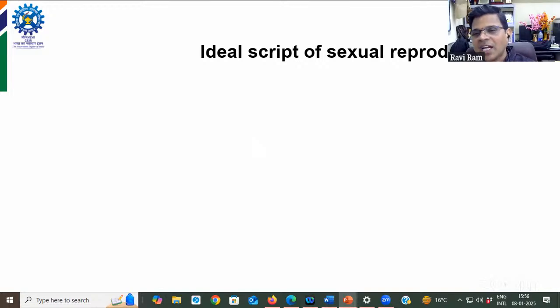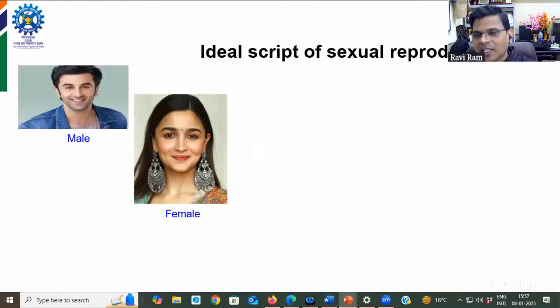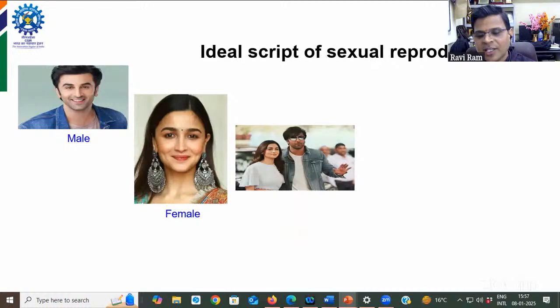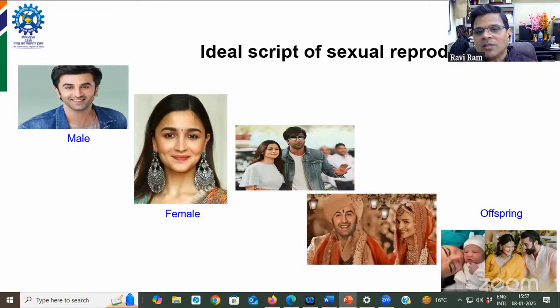So technically the ideal script is you have to have a male, you have to have a female, and they need to, for the human concept, they need to know each other before they think of getting into a relationship and producing progeny. This is the most ideal script in terms of successful reproduction, right? Especially from a biological point of view, you have production of gametes and everything, but until and unless there is fusion of gametes and passage of gene pool to the next generation, it is not considered to be successful.